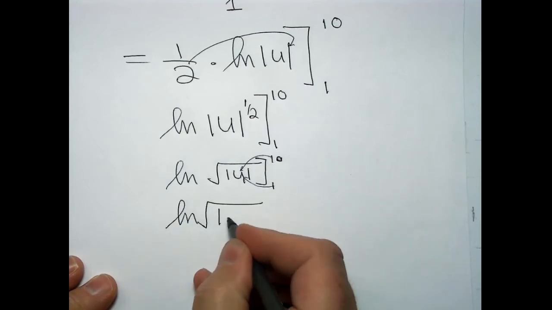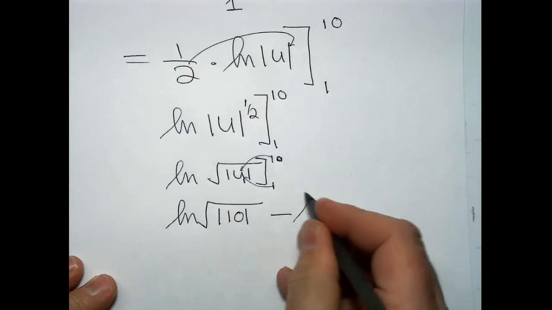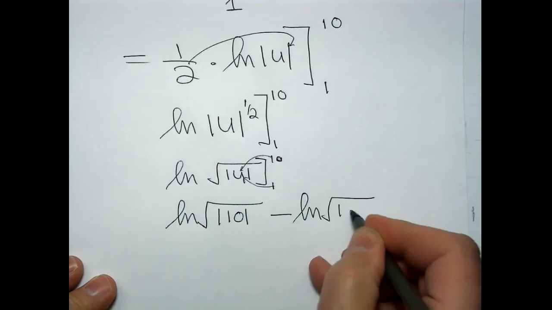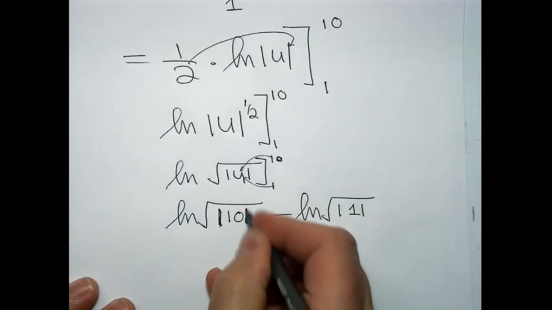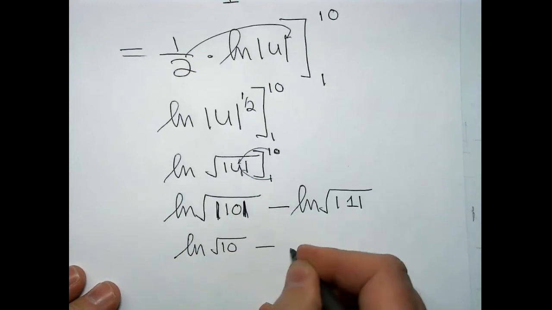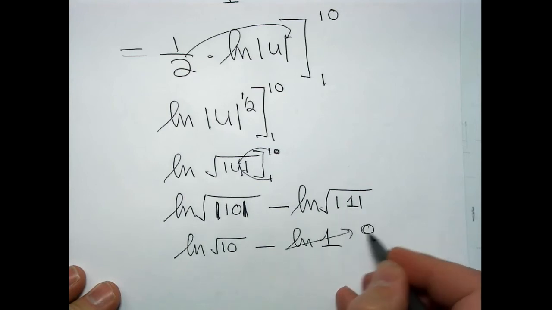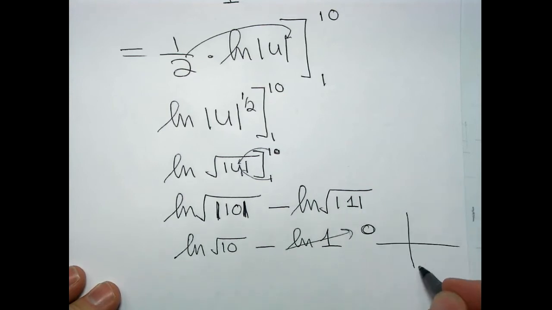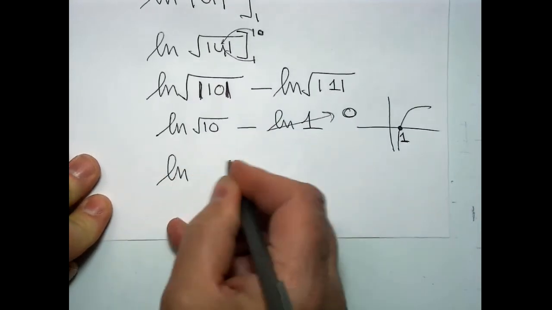It's the natural log of the absolute value, square root of 10, minus the natural log, square root of the absolute value of 1. Well, now we don't need the absolute values because absolute value of 10 just is 10. It's the natural log square root of 10 minus natural log of 1. But the natural log of 1 is 0. We've seen that on the natural log curve. It's right here. That's a 1 right there. It's the x-intercept, 1, 0. The natural log of 1 is 0, so the answer is the natural log of square root of 10.